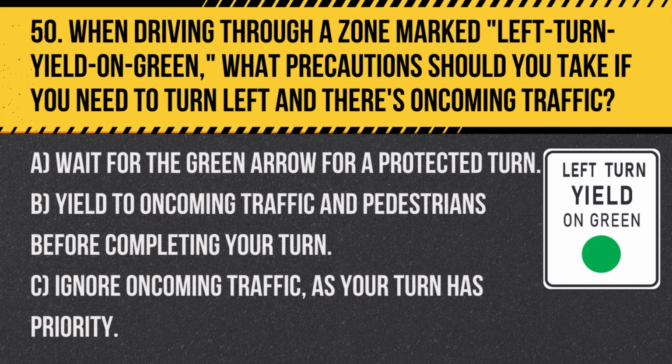Question 50. When driving through a zone marked left turn yield on green, what precautions should you take if you need to turn left and there's oncoming traffic? A. Wait for the green arrow for a protected turn. B. Yield to oncoming traffic and pedestrians before completing your turn. C. Ignore oncoming traffic as your turn has priority. Answer. B. Yield to oncoming traffic and pedestrians before completing your turn. The yield on green indicates you must give way to oncoming traffic and pedestrians.